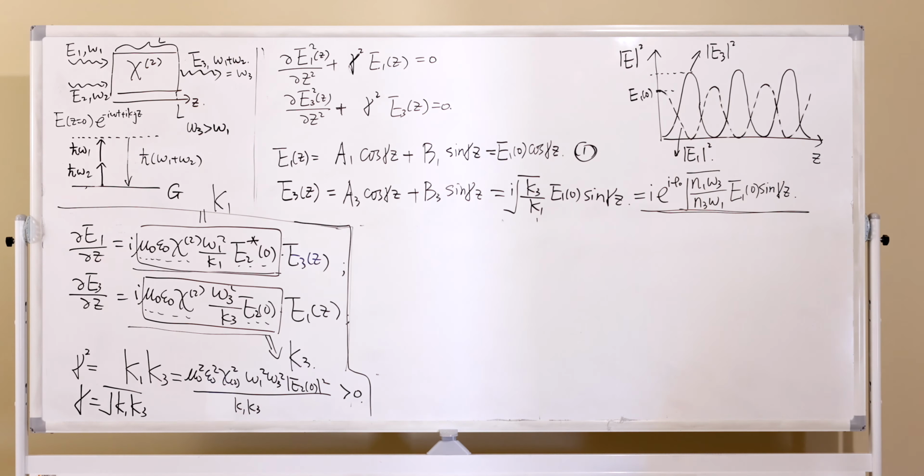when E1 drops all the way to zero, the E3 is no longer changing, it's no longer increasing at all, right? So the slope of E3 change over Z goes to its maximum.